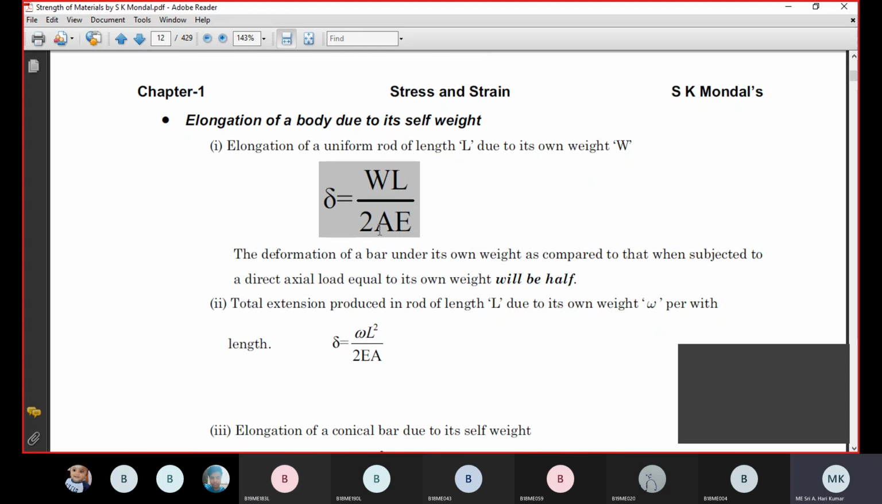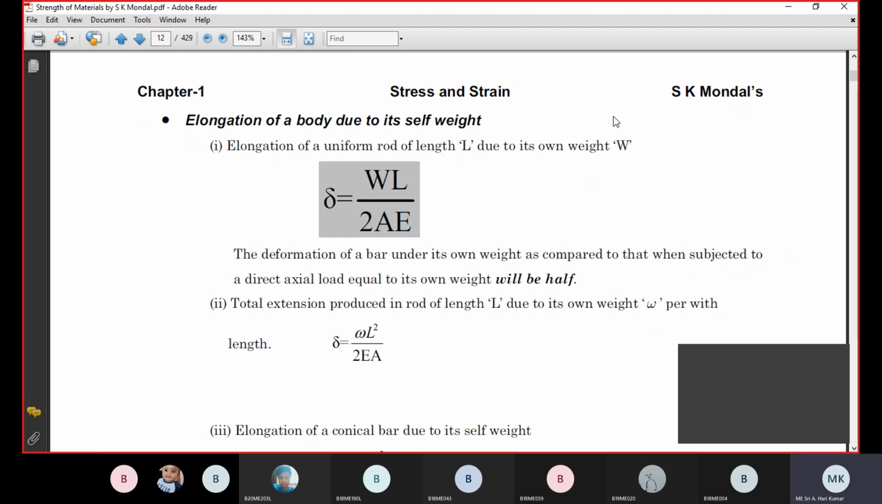W by 2 only. It's not W. Simply it would have been WL by AE. But here a statement is given, already proved, that the deformation of a bar under its own weight, as compared to that when subjected to a direct tensile axial load equal to its own weight, will be half. The statement means that it is like the same body subjected to an axial loading equal to half of this load.